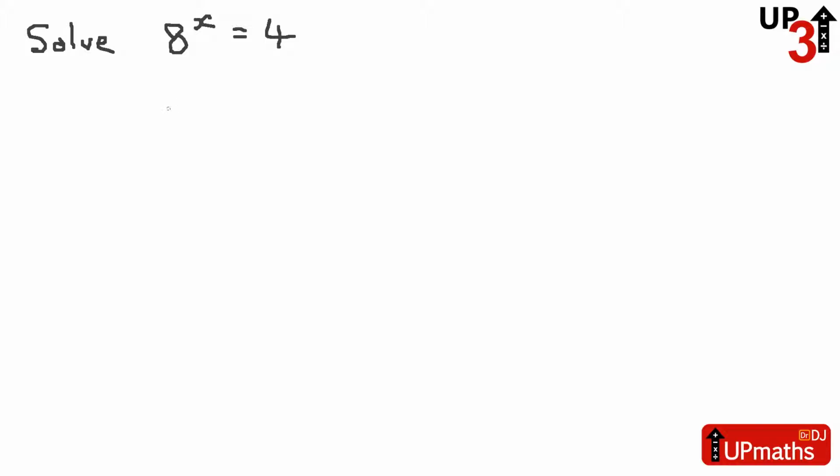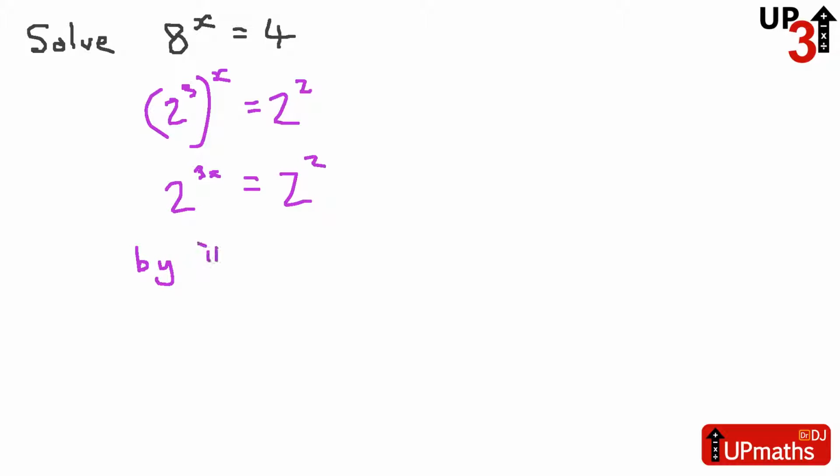Okay, I'm going to try and make the left-hand side look the same as the right-hand side. Oh, I've spied something. That's 2 squared, and that's 2 cubed. So now I've got something that looks kind of the same. So 2 to the 3x equals 2 squared. So now I can say by inspection, 3x must be equal to 2, because there's an equal sign there, and they're the only two things that are different. So x equals 2/3.